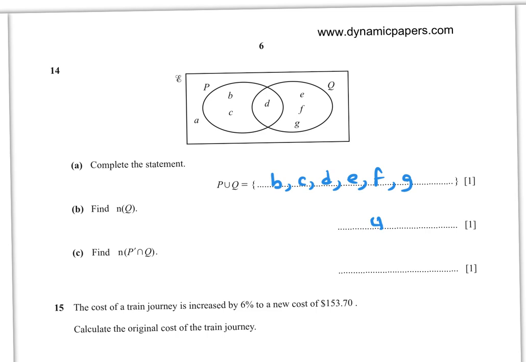Find the number of not B, B prime, intersect Q. Not B is all the region around B. Intersect Q at E, F, G, which is 3 elements. So the number of elements equals 3.